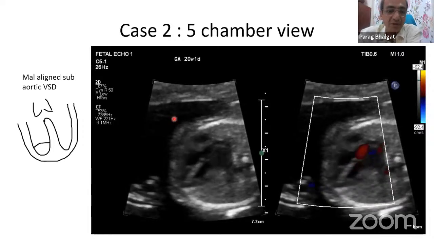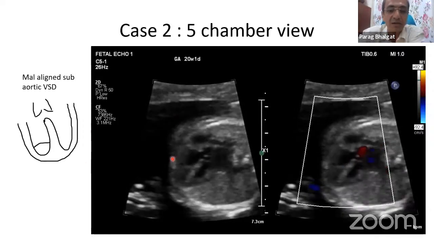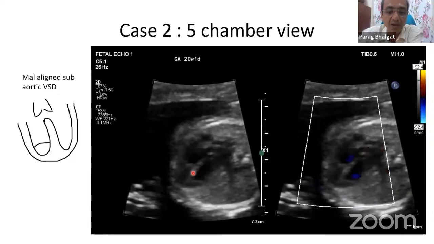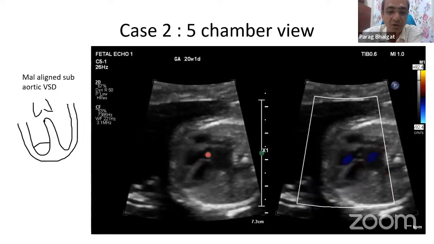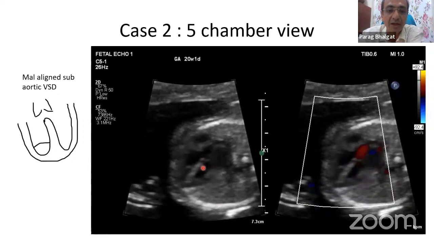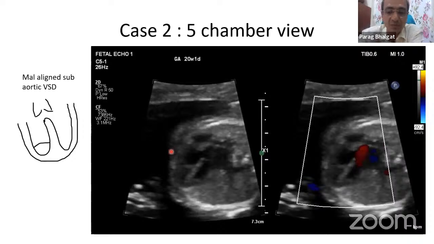Coming now to the second image, again a malalignment VSD. This is the interventricular septum and this is the aorta. This is the plane of the aortic opening, so it is committed to both RV and LV. Okay, so this is a malalignment VSD.